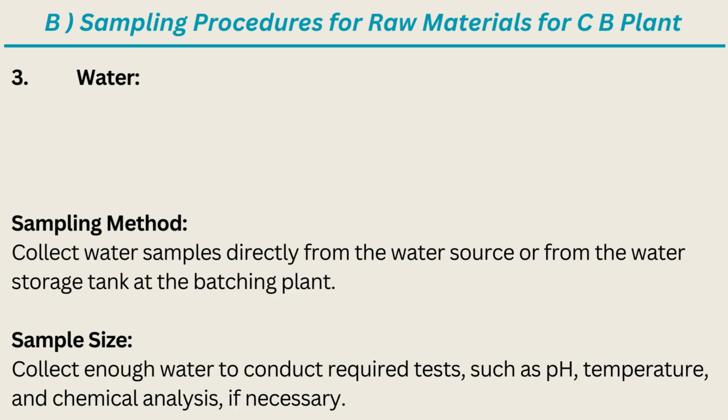3. Water. Sampling method: collect water samples directly from the water source or from the water storage tank at the batching plant. Sample size: collect enough water to conduct required tests, such as pH, temperature, and chemical analysis if necessary.